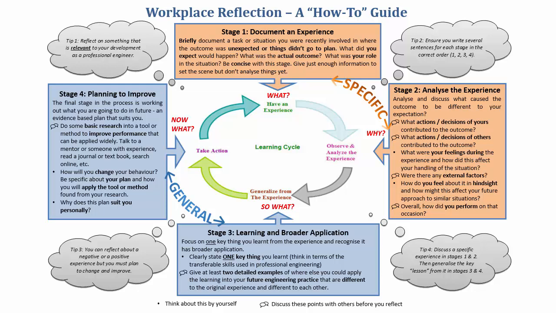Okay, so that is basically the 4 stages of the cycle: documenting an experience, analyzing that experience to understand why the outcome was different to your expectation, focusing on one key thing that you've learnt from that specific situation and recognizing that it has broader application in your engineering practice, and then finding a tool or method to help you improve and planning how you're going to implement that going forwards.